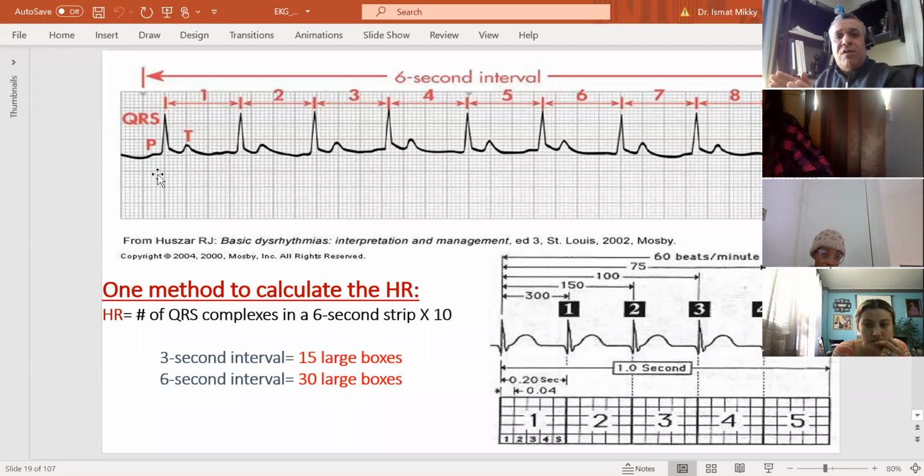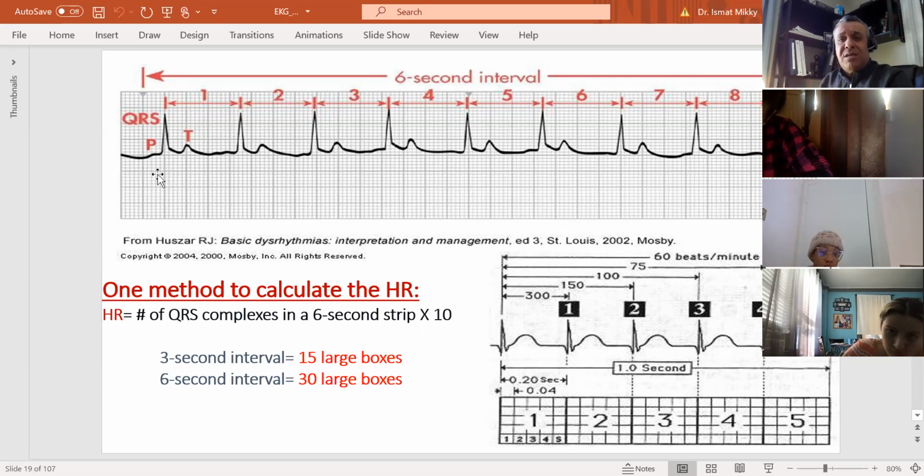So regardless of whether the strip is short or long, it doesn't matter. We have to identify our area, or our length, and within that length you have to analyze the strip within a 6-second interval. If you miss this step, the answer is automatically going to be incorrect. 100% it will give you a wrong answer.